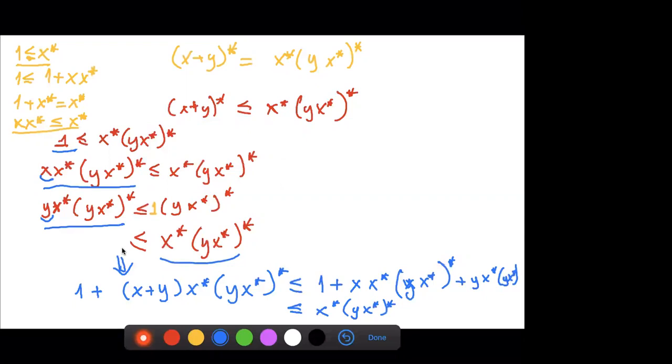Now the other direction is a bit more interesting, and there we're going to use the axiom, actually, so the order axiom. So let's look at the other direction, which is going to give us a little bit more.